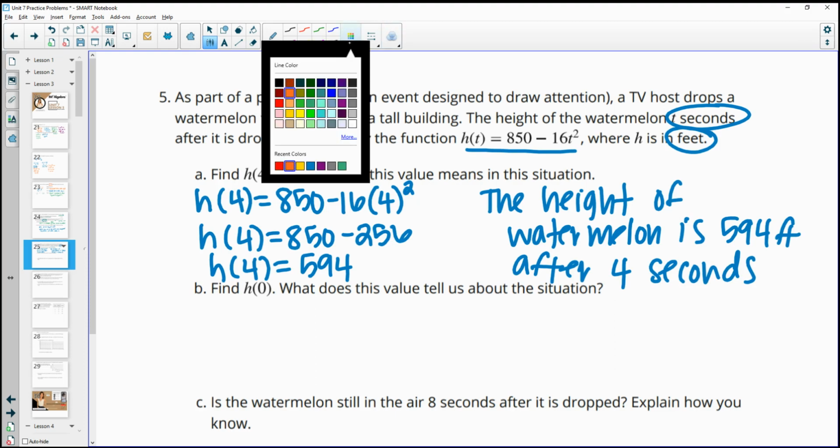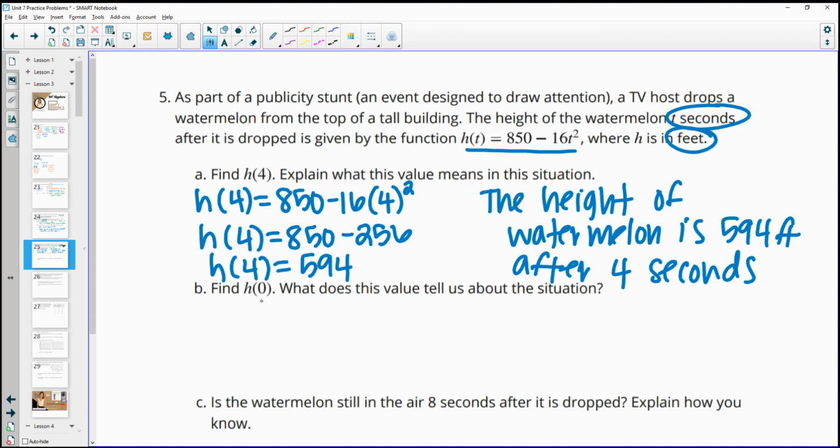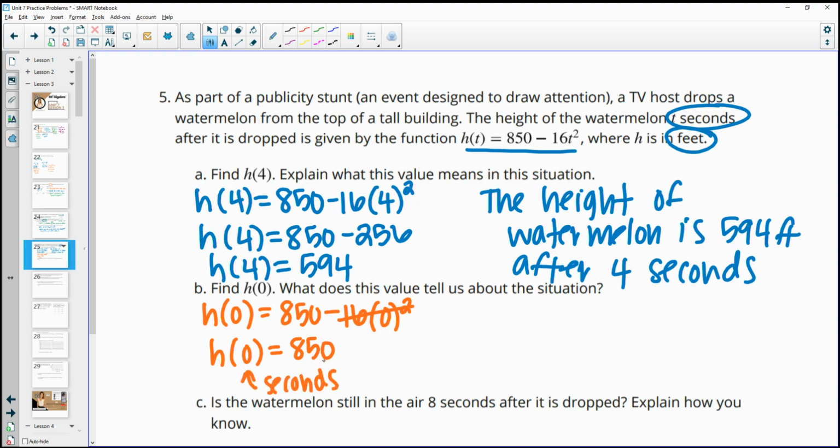Then part B wants us to find h of 0. And then what does this value tell us? So now we're plugging in 0 for t. So we have 850 minus 16 times 0 squared. And 0 squared is 0, and 0 times 16 is 0. So that means that h of 0 equals 850. So this is 0 seconds, right? This is the time. So this means that this is the initial height, or we could say the height that the watermelon is being dropped from.